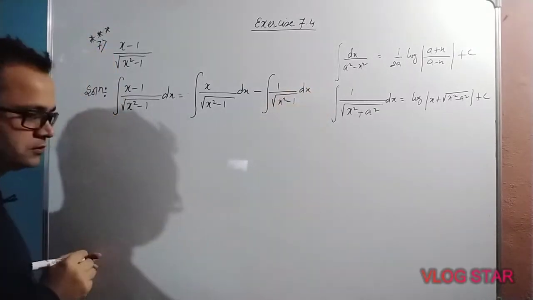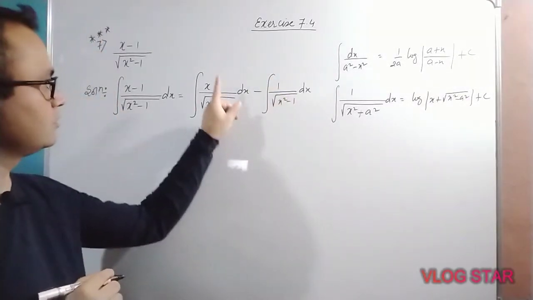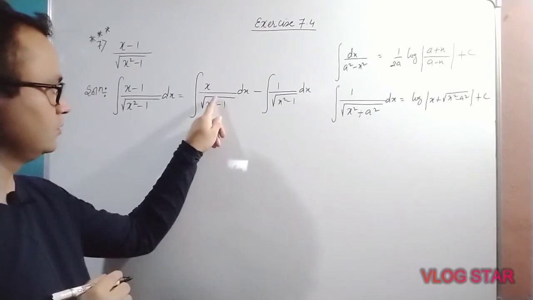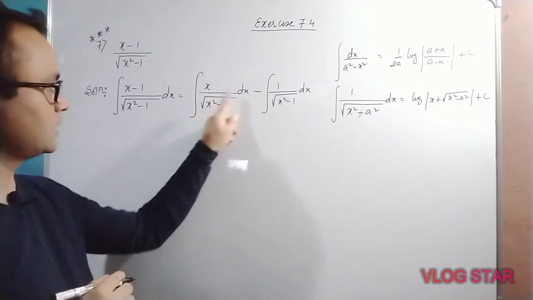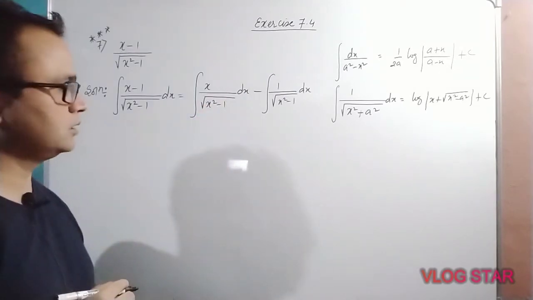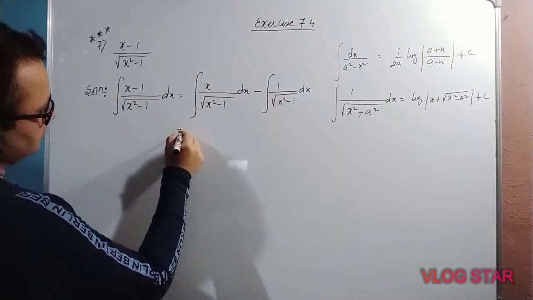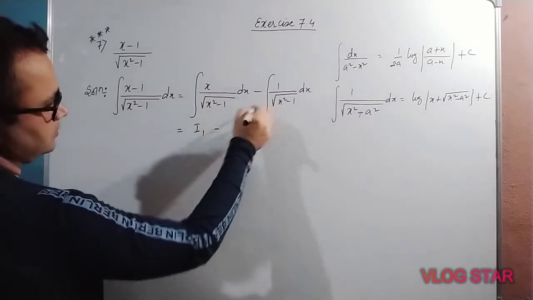So here there are two cases: one is a standard form and another is substitution. This is substitution. If you differentiate this, you will get x dx is dt by 2. Now this is I1, minus this is I2.